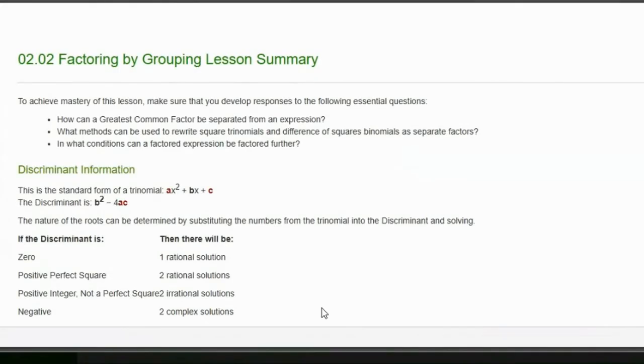Here's the lesson summary. And then we'll look at a practice problem or two. And then we need to look at the next lesson. We've got about 30 minutes, which is more than enough time for the next lesson.